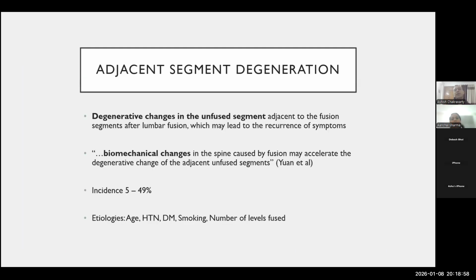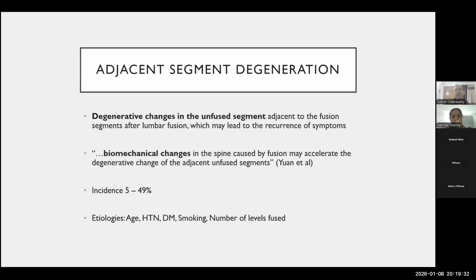Now, adjacent segment degeneration, because many people are quite unaware about this entity. So adjacent segment degeneration, or using the short form ASD, is referred to as the degenerative changes in the unfused segment adjacent to the fused segments after lumbar fusion. It can happen in the cervical, in the thoracic, as well as in the lumbar area. And it can lead to so-called recurrence of symptoms.